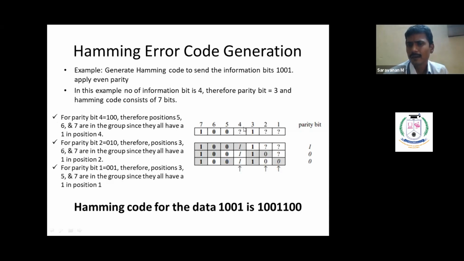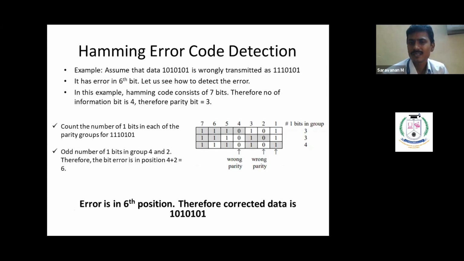So the parity bit at position 4 will be 1, the parity bit at position 2 will be 0, and the parity bit at position 1 will be 0. Append all these 1, 0, 0, so that we get the coded data. So the Hamming code for 1001 is going to be 1001111. Is this clear? The same way we have to do it for Hamming error detection.